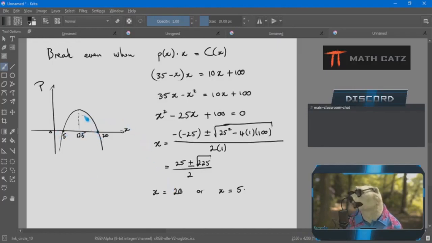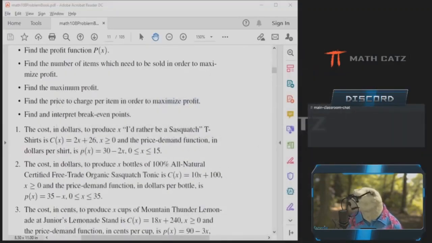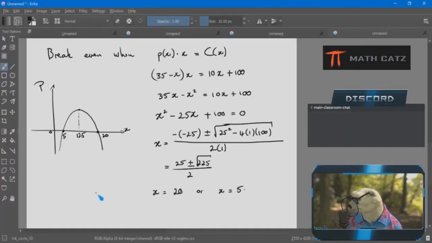You want to get that middle sweet spot of 12.5 bottles. Of course, you're going to have to go a little bit on either side, either to 12 or 13. But because of the symmetry, it's going to be the same. So let's just exactly see what they want. Find and interpret the break-even points. Okay.